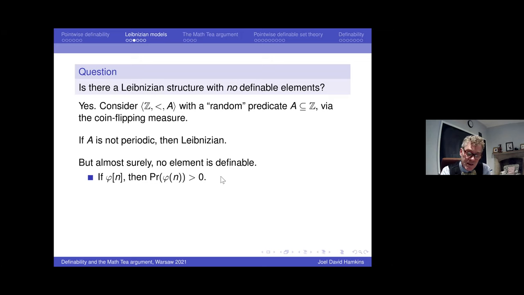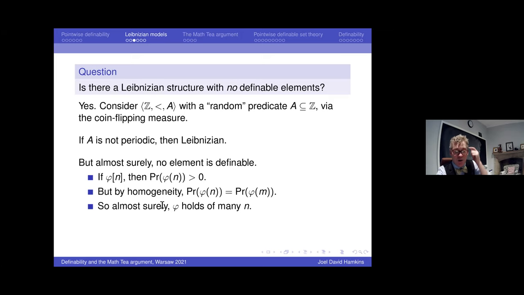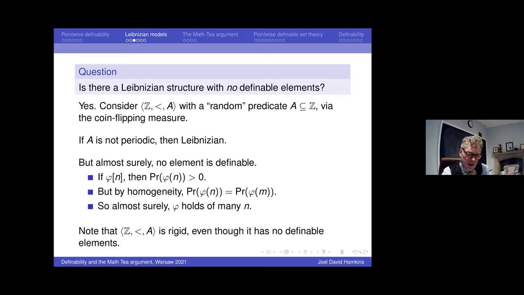But in that case, by homogeneity, of course, the measure space is translation invariant. It's homogeneous. The likelihood of something happening at any given point is the same no matter which point you use. And therefore, the probability that phi of n is true has to be equal to the probability that phi of m is true. And so I've got infinitely many chances to make this true. So almost surely phi is going to hold of many different n's here. Therefore, phi isn't going to hold only of that one n. And so there won't be any definable elements.